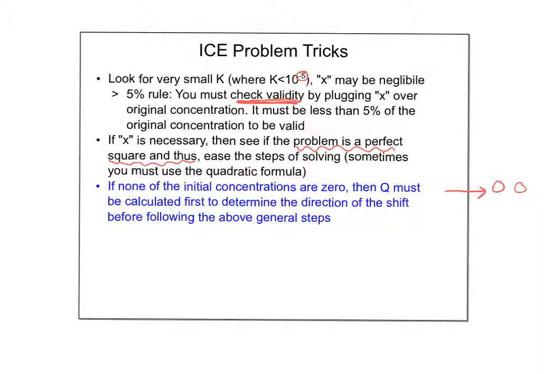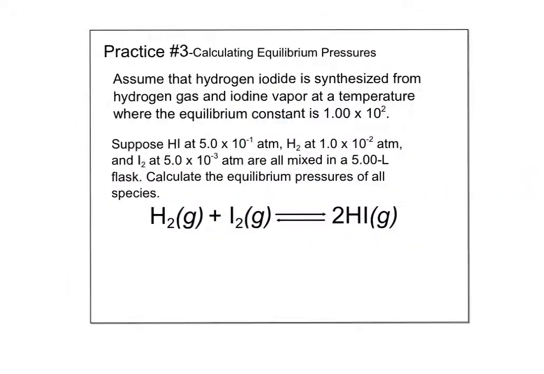We have to first find Q. So we plug in the initial conditions and see which direction the reaction will shift. And that will change our plus X's and our minus X's, based off the direction of the reaction. So let me just show you one real quick. We're going to fly through it where you have to solve for Q first.